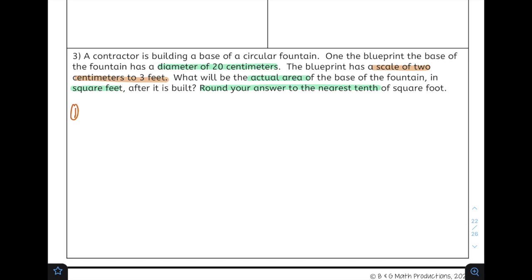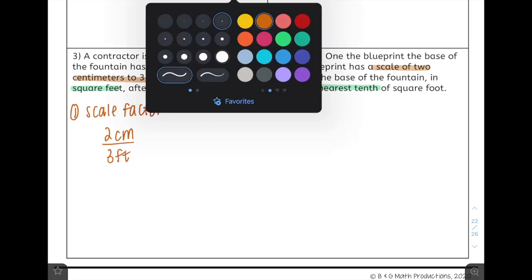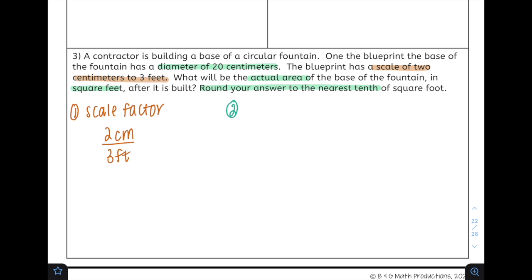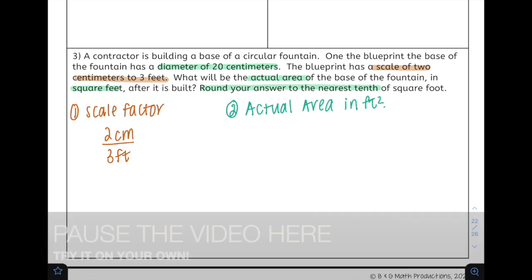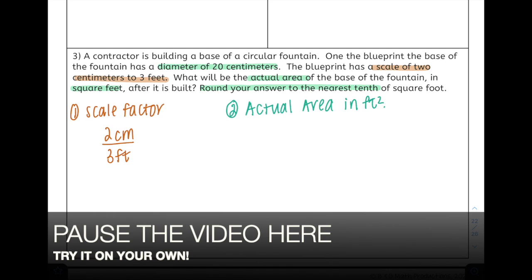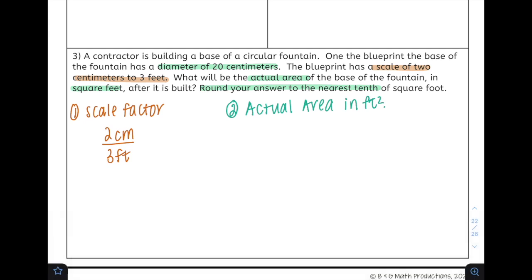So the first thing, you have to deal with your scale factor, which here is 2 centimeters for every 3 feet. Then the next thing you have to figure out is your actual area in feet squared. So pause the video, try this one on your own, and come back and check your answer.